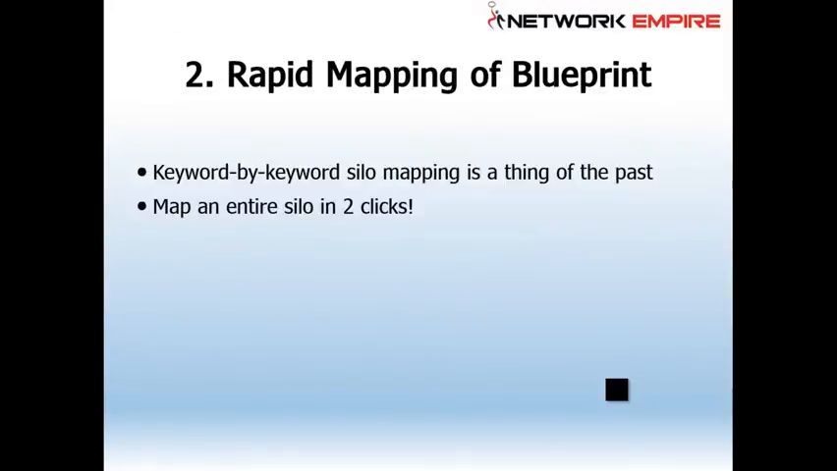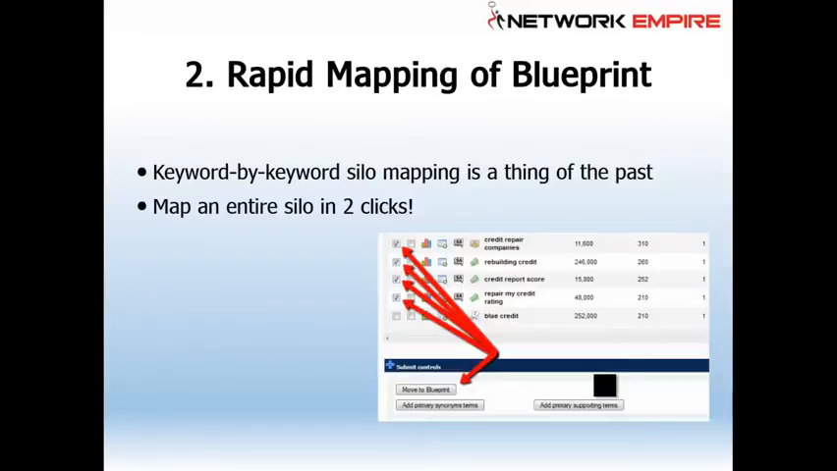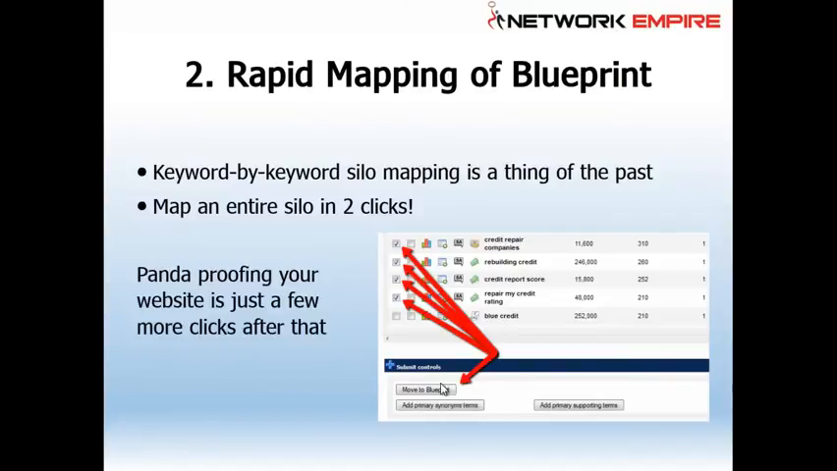The second thing I really love is the rapid mapping of a blueprint. You can't believe how fast it is to map out your blueprint. You can do an entire silo in just a couple of clicks. You can check the boxes on the keywords that you want, and then you click Move to Blueprint, and whoosh, it all goes into your blueprint. It's built out so easily. And with just a couple more clicks, you can move your stuff to either the primary synonyms or to the primary supporting terms. So you can build out your entire DNA braid right here on this screen. You don't have to go to the second tab.